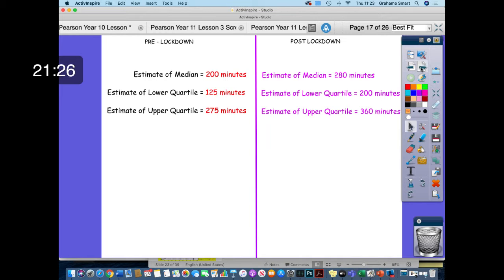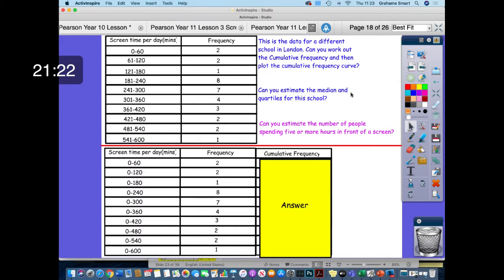Okay, so moving forward onto the next bit, I want you to now have a think about this data for a different school, in London. Actually, the other data was for a school in Birmingham. Can you work out the cumulative frequency and then plot the cumulative frequency curve? Now, I know you'll have to do that on a piece of paper, and you may need to just quickly work out your axes. Can you also estimate the median and quartiles for this school?